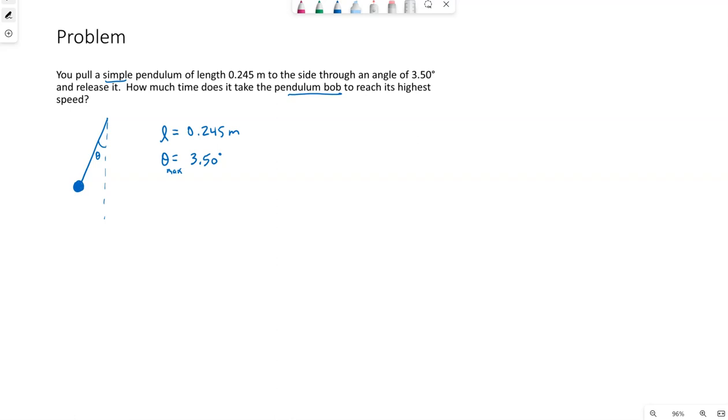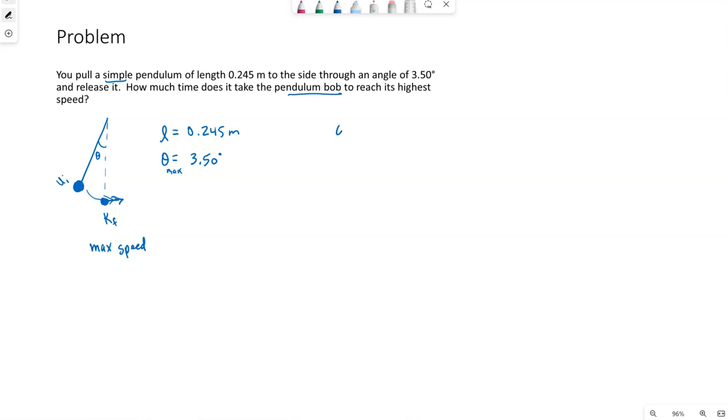So if we think about it, we know that the pendulum will start with all potential energy initially. As it swings downwards, at its lowest point down here, it's all kinetic energy. So the maximum speed occurs as it swings through its lowest point. So we're trying to find out how much time it takes to go from that maximum point to that minimum point.